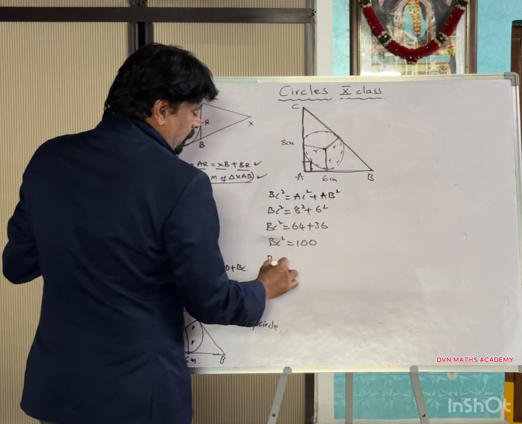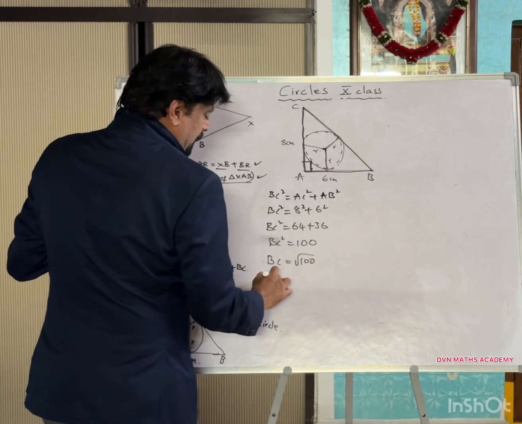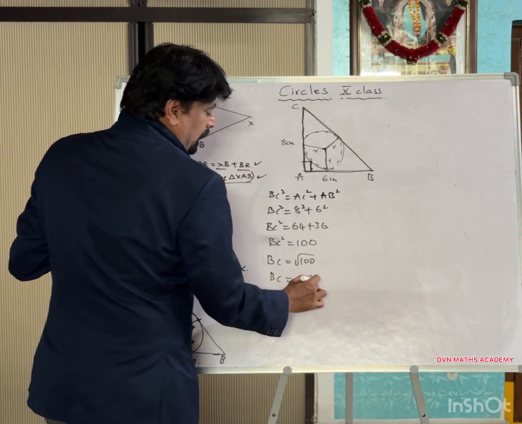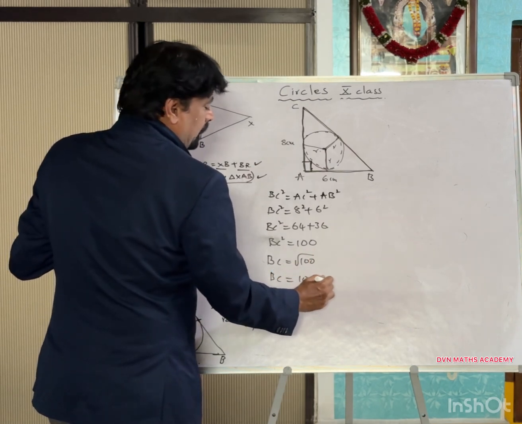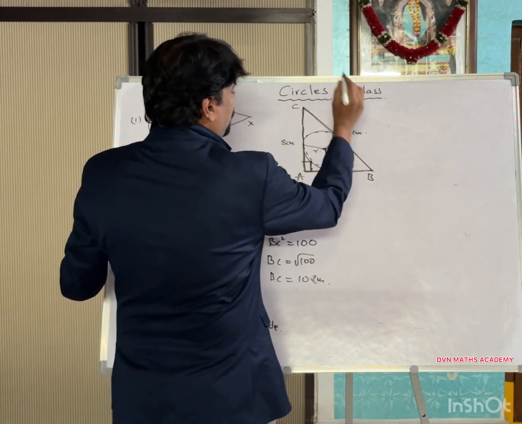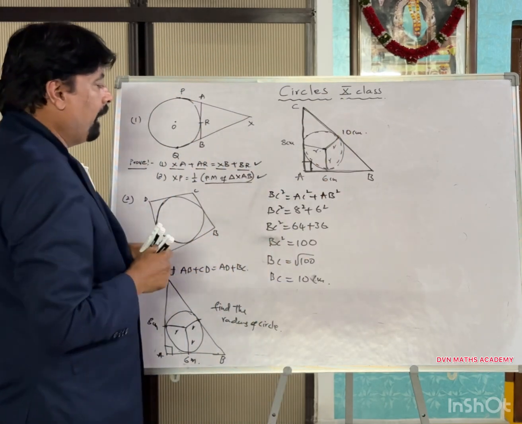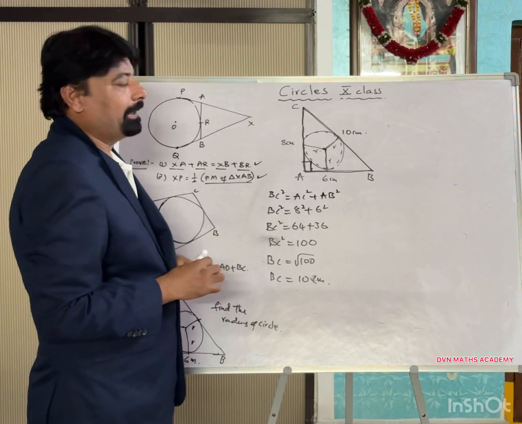So BC is equal to root of 100. So BC should be equal to 10 units. I mean 10 centimeters. So I got this is 10 centimeters. Now I want to find the radius of the circle.